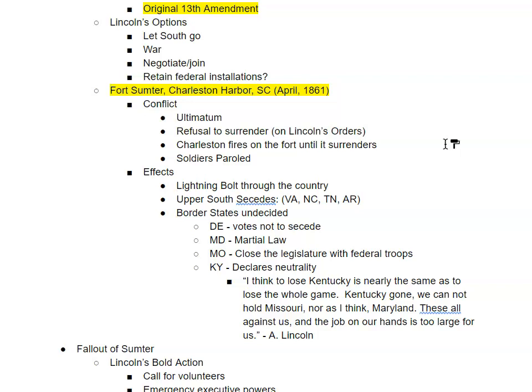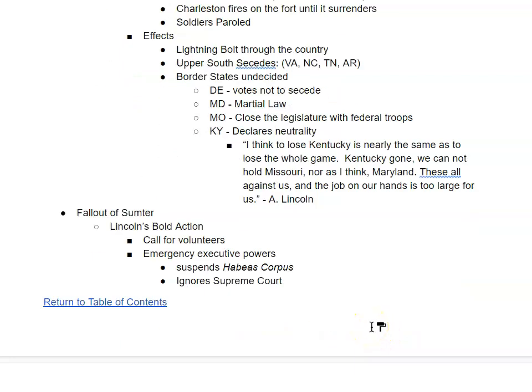Whatever side you were already leaning toward, it pushed everyone out of the middle and toward one side or the other. So the rest of the upper South secedes, and 4 more slave states, Virginia, North Carolina, Tennessee, and Arkansas, secede after Fort Sumter. 4 border states almost secede. Delaware takes a secession vote, and by not a terribly wide margin, votes to stay with the Union. In Maryland, surrounding Washington, D.C., the government under Lincoln proclaims martial law. They use the military to essentially prevent a vote.